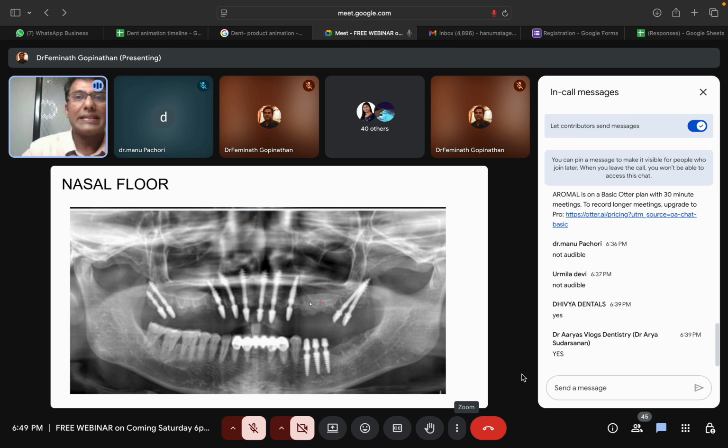Now the nasal floor penetration. You can see this is the nasal floor. All these implants are penetrated. You might think that you have penetrated into the nasal floor. What happens is, when you place these implants into the nasal floor, the mucoperiosteum gets lifted, like this. And bone will form underneath this. So there will be bone formation underneath.